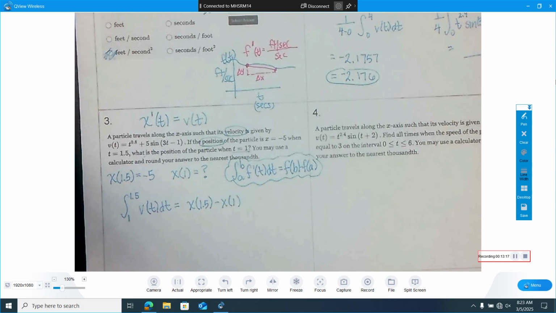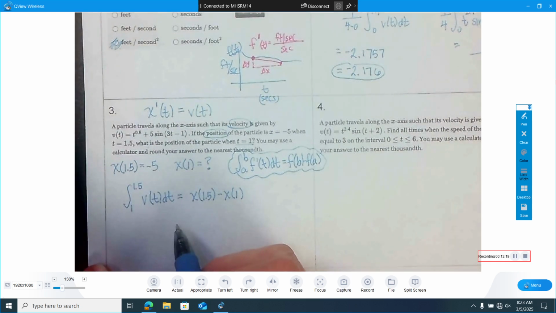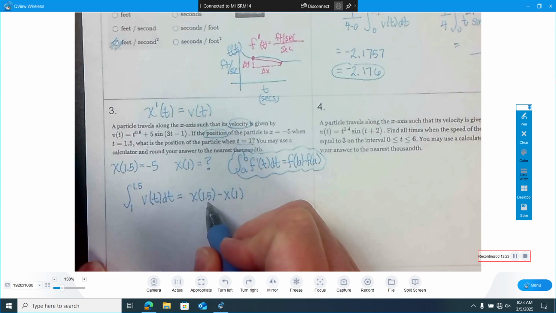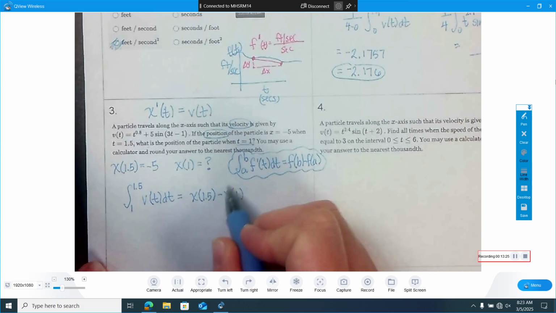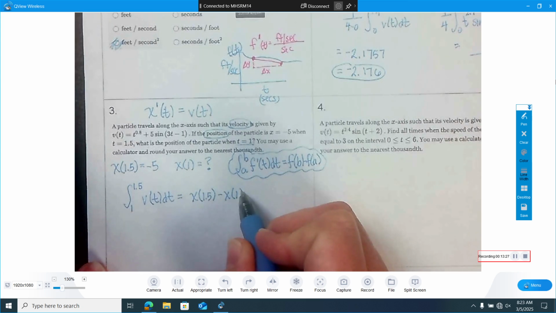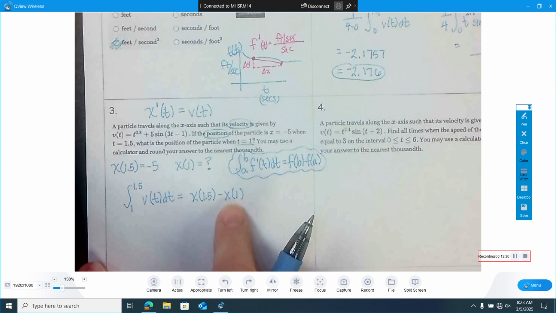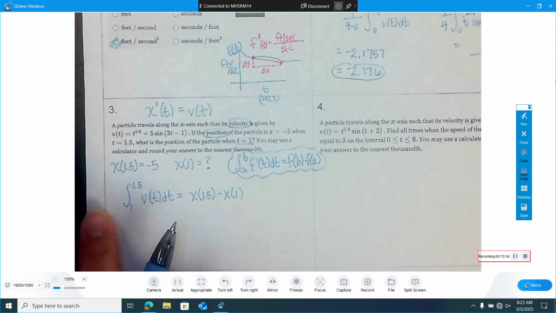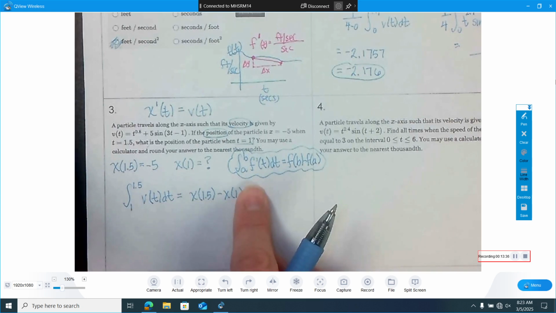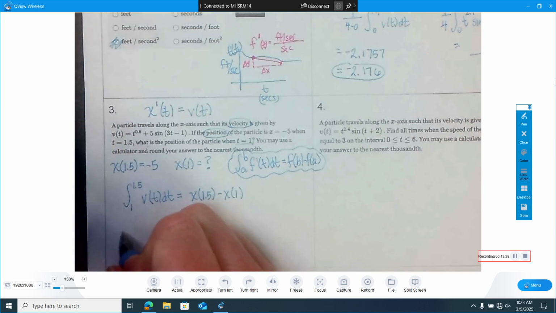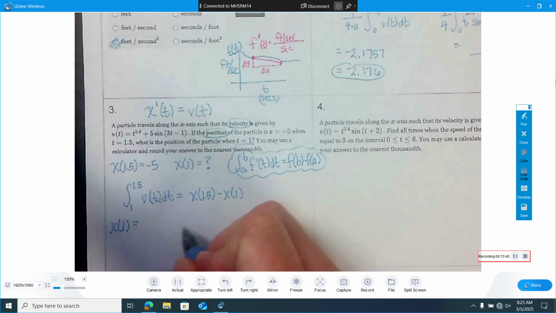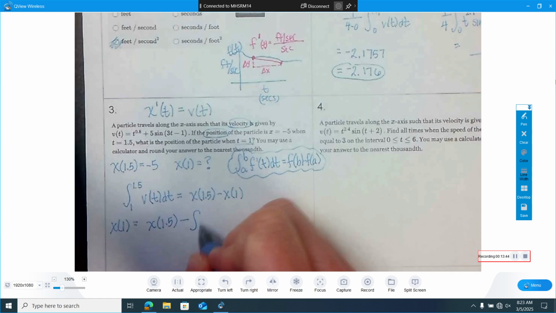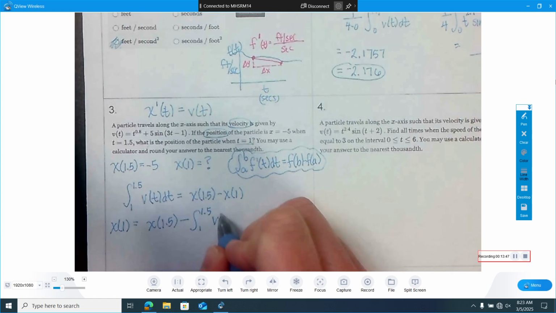So what can we plug in? Well, we know a lot here. I know that x of 1.5, I know what that is. And I'm trying to figure out x of 1. All I need to do is isolate x of 1. I'm going to go ahead and add x of 1 to the left and subtract my integral. I'm going to do a little switcheroo here. So x of 1 equals x of 1.5 minus my integral from 1 to 1.5.